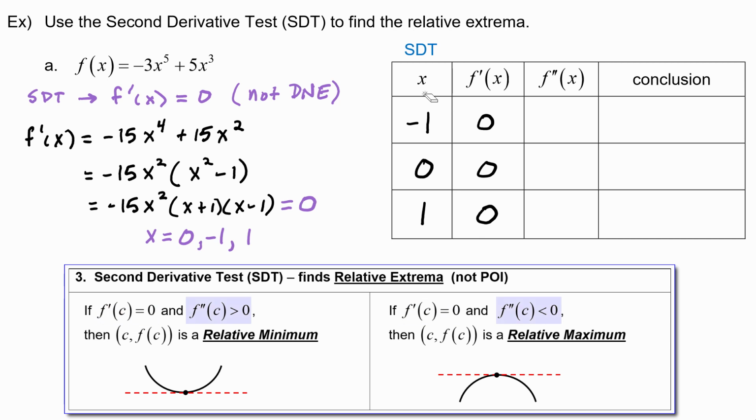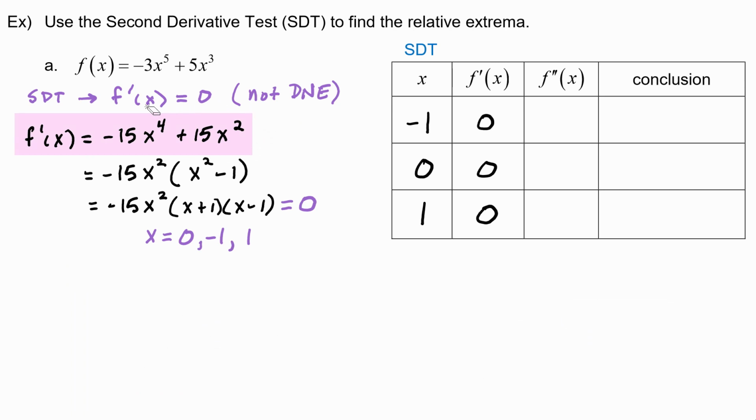Now, the second part of the second derivative test hypothesis is that we need to determine whether the second derivative is positive or negative at those locations. So we will decide that from looking at the second derivative. Now let's use this unfactored form of the first derivative to find the second derivative. F double prime of x is equal to negative 60 x to the third plus 30 x.